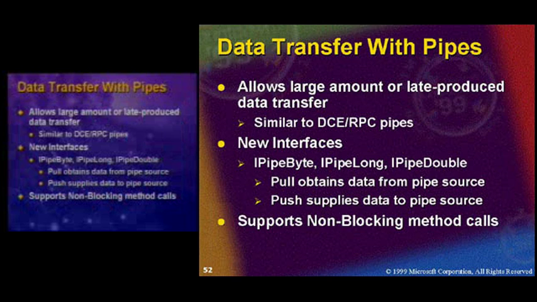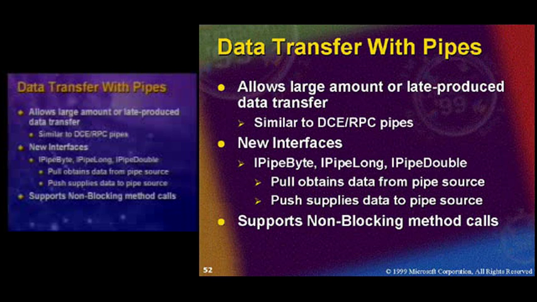The next section is about COM pipes. These are very similar to RPC or DCE pipes that let you transfer a large block of data without blocking in this synchronous method call forever. There's a bunch of new interfaces called IPipeByte, IPipeLong, IPipeDouble, and any other type that you might want to have. You might imagine that these let you pull an array of that particular type from the pipe source or push data of that particular type to the pipe source.